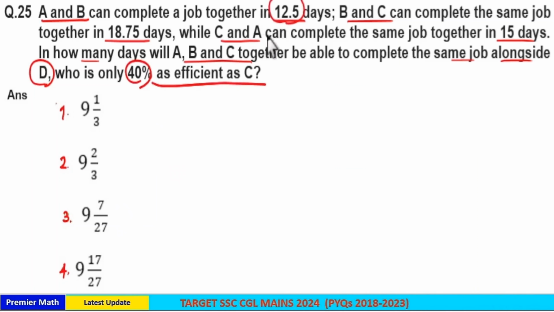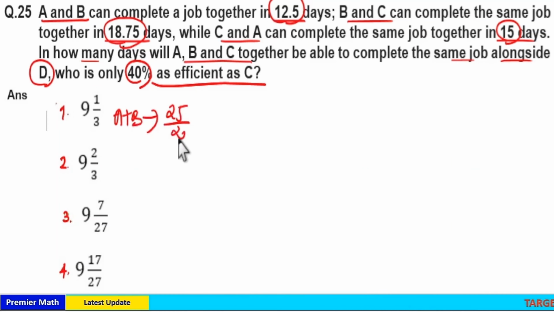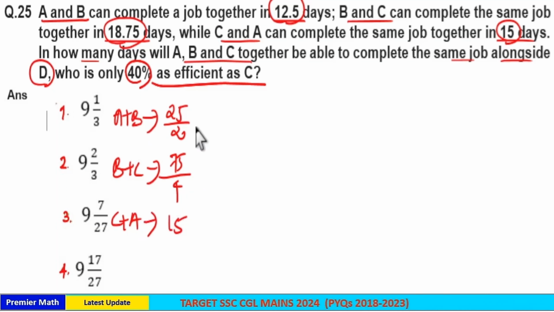Here, we have to take the LCM of 12.5, 18.75 and 15. So, write it in fraction. A and B complete the job in 12.5 days means 25 by 2 days. B and C complete the job in 18.75 days means 18.75 into 2 is 37.5, 37.5 into 2 is 75, so 75 by 4 days. And C and D complete the job in 15 days. All are doing the same job.